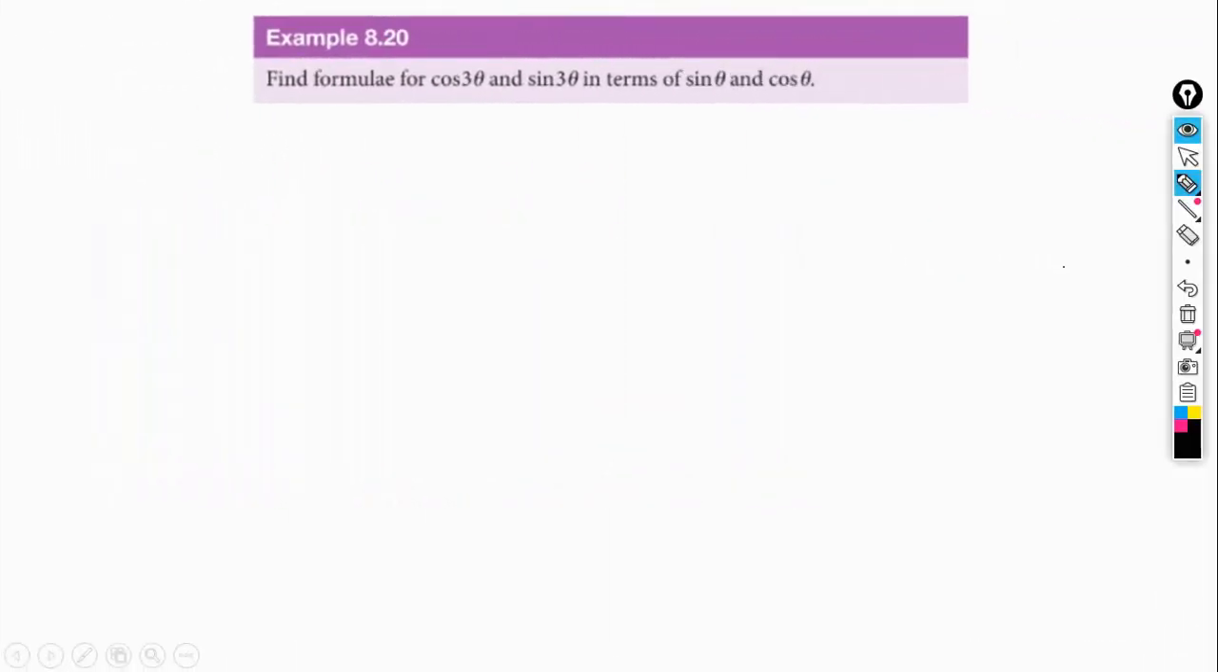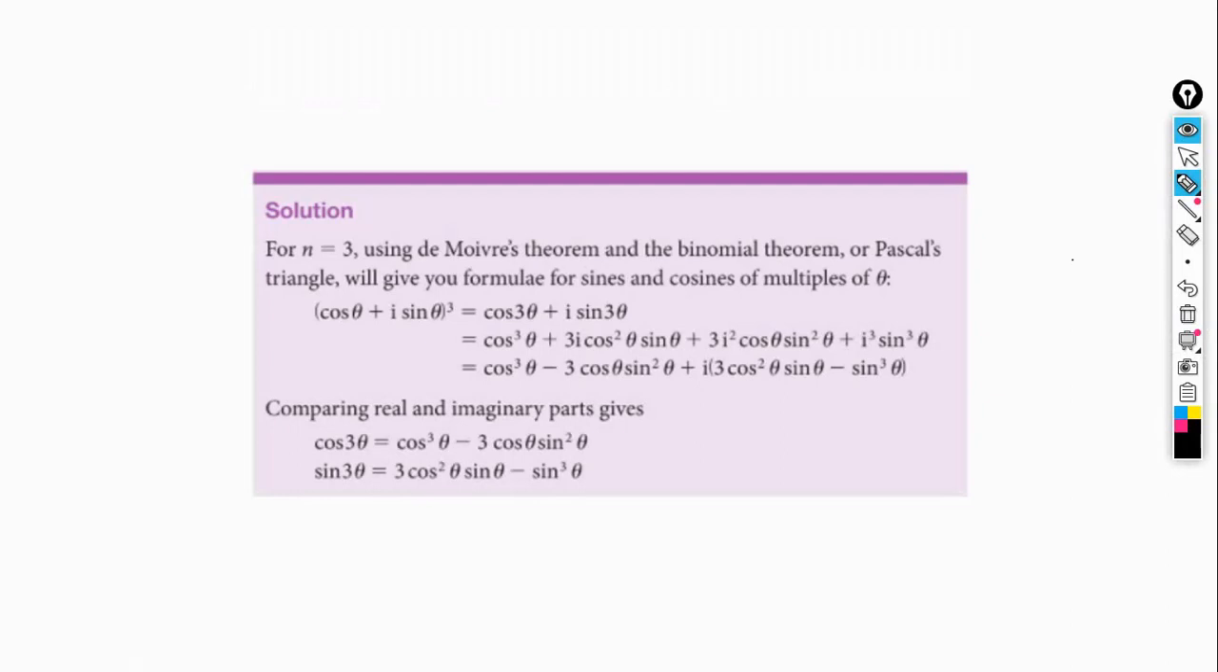So now we have example 8.20, and it says find formulae for cosine of 3 times theta and sine of 3 times theta in terms of sine of theta and cosine of theta. For this, we're going to use a different approach. First, we're going to use De Moivre's theorem. Notice that cosine of theta plus i sine of theta to the power of 3 is simply equal to cosine of 3 theta plus i sine of 3 theta. Now, here we're going to apply a normal binomial expansion, or use Pascal's triangle, and we get this expansion here.